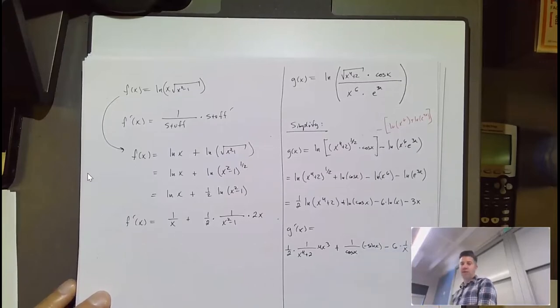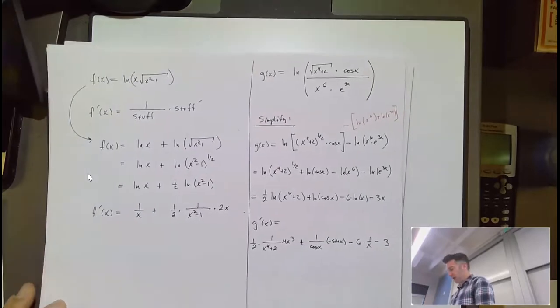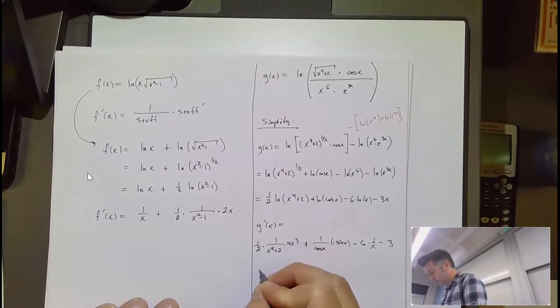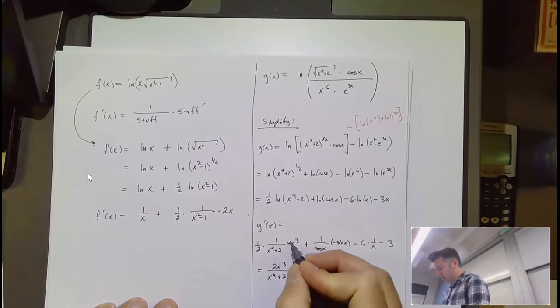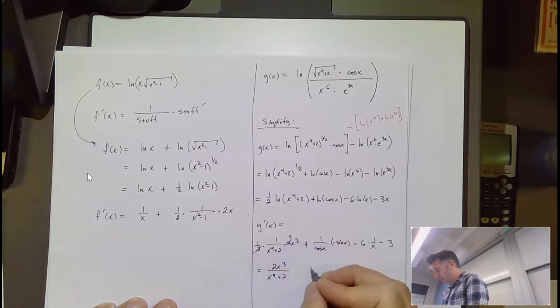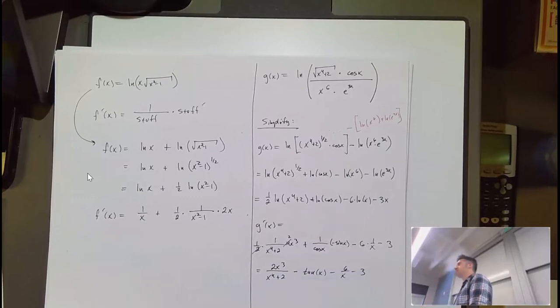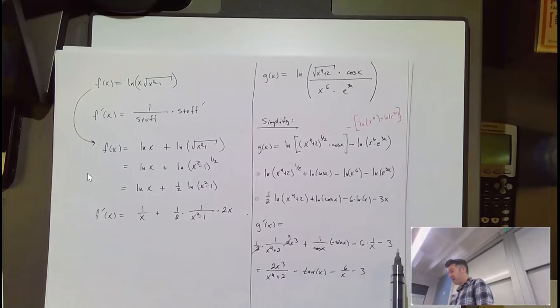And then you could probably make this look a little bit nicer by rewriting this as 2x cubed over x to the 4th plus 2, canceling a 2 here and a 2 here. And then this would be minus tangent of x minus 6 over x minus 3. Again, probably not necessary, but if I was trying to type this into WeBWorK, I'd probably rather type this than this. So sometimes it's worth simplifying your answers, not because you really need to, but because it's just less terrible to type than the non-simplified answer.